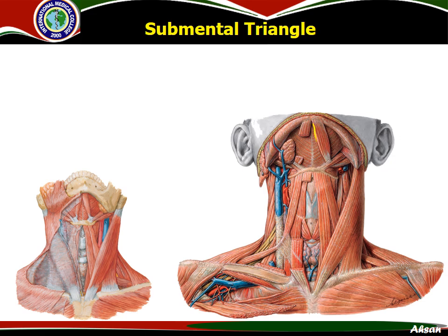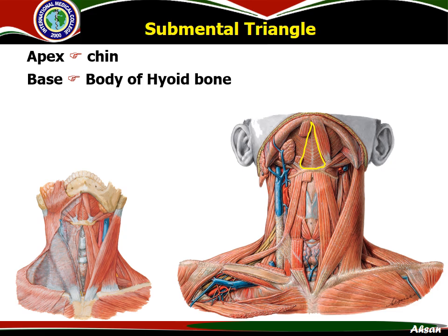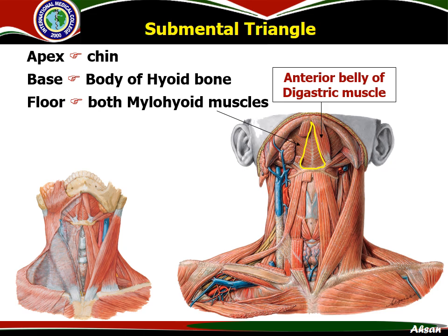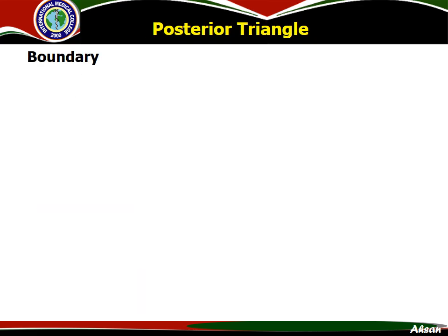Submental triangle. Below the chin, this triangle is situated, and the apex is formed by the chin. The base is the hyoid bone, and on either side, the anterior belly of the digastric is the medial border of that muscle, forming the submental triangle. The floor is formed by the mylohyoid muscle, and the median raphe of this muscle is in the midline. The figure you can see is clear.